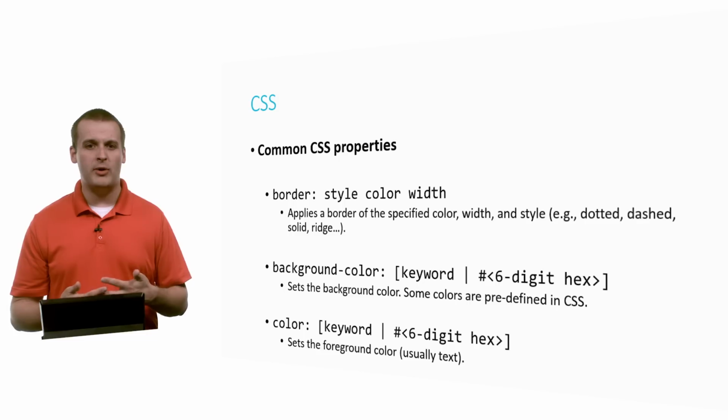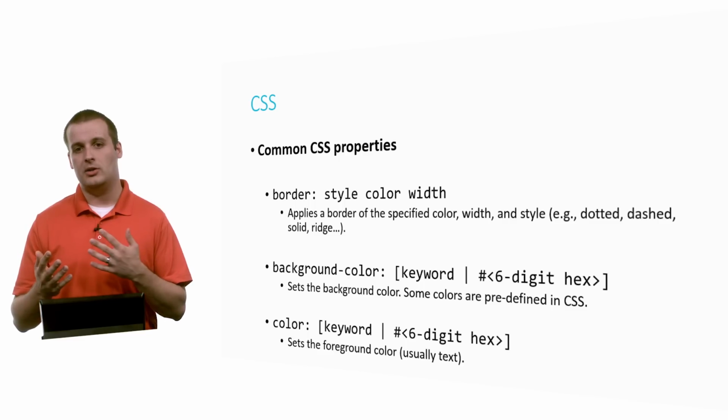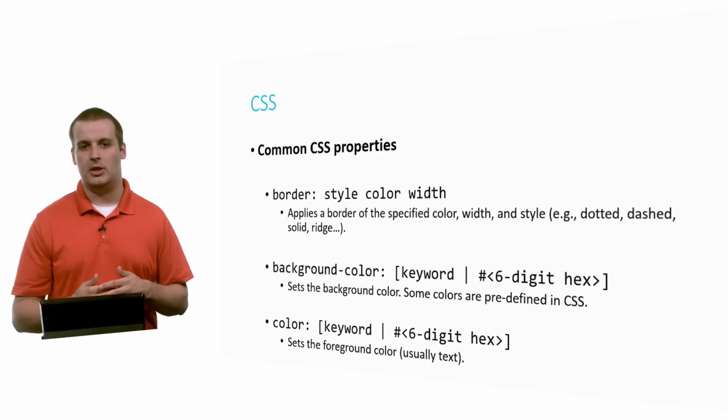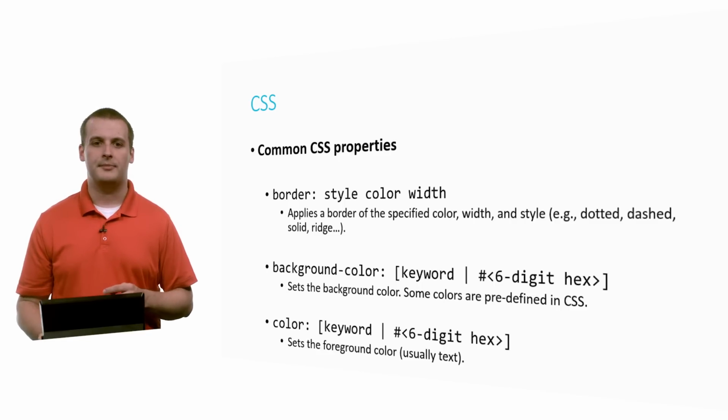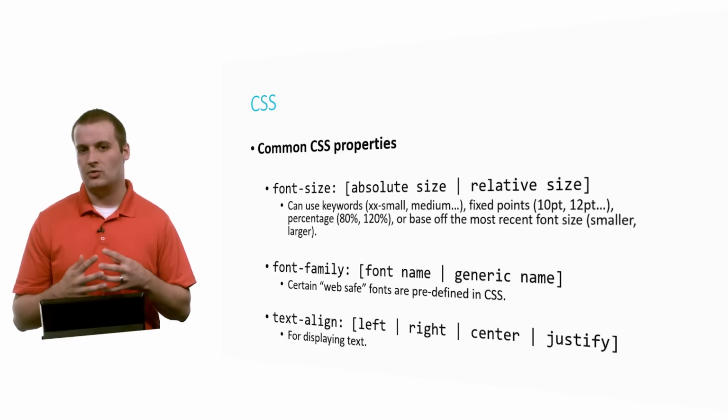You can also have the foreground color, which is usually going to be the text of your page. And you could similarly do that with keyword or 6-digit hex. So you can specify any color you want for the text of your page against a particular background color up above. You can also change and deal with font and the way text is rendered on the page.